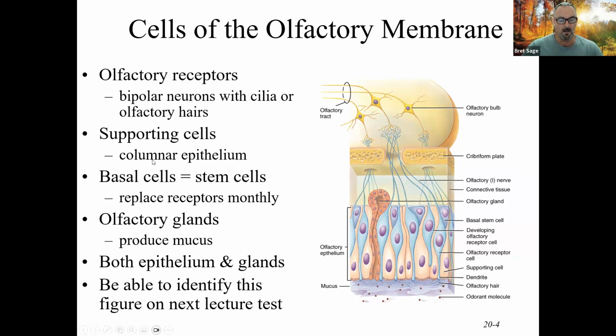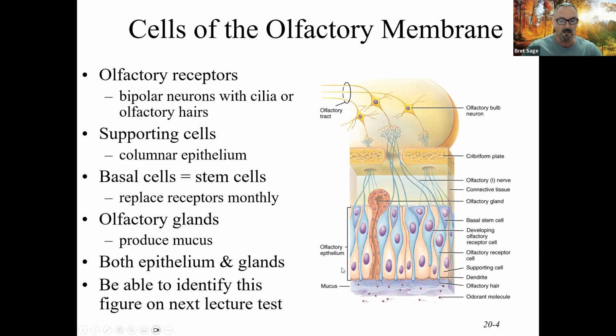The supporting cells are columnar epithelium that basically give nutrients to these cells and hold them in place. The basal cells are stem cells that can divide to become the olfactory receptor cells or the supporting cells. Now, what's significant about this is one of the few sensory modalities where the sensory cells are almost directly in contact with the external environment.